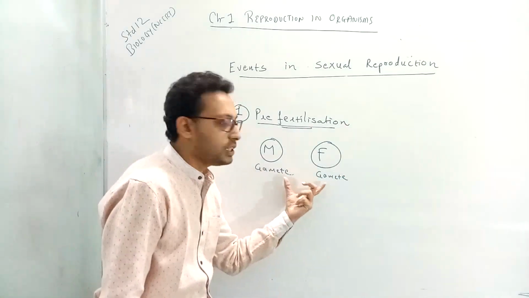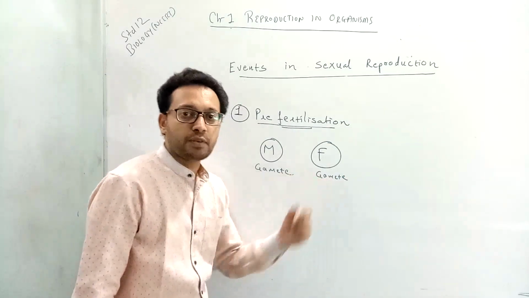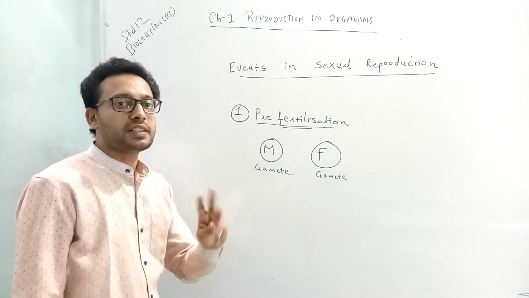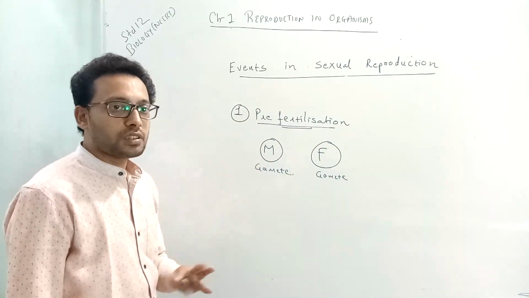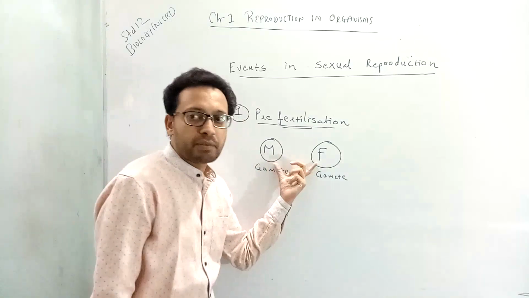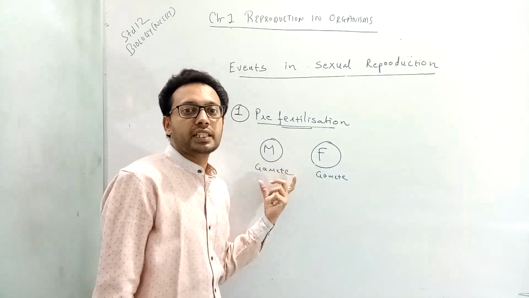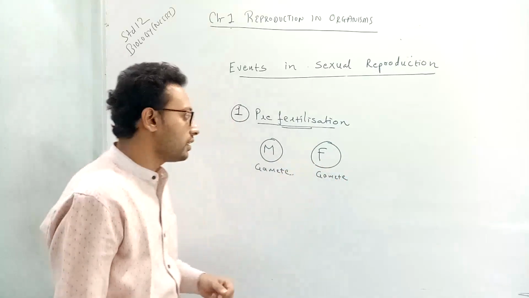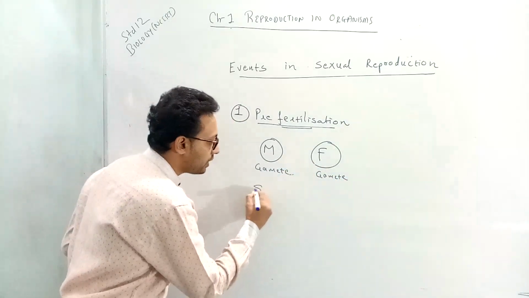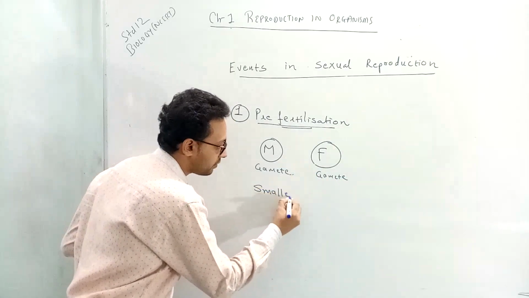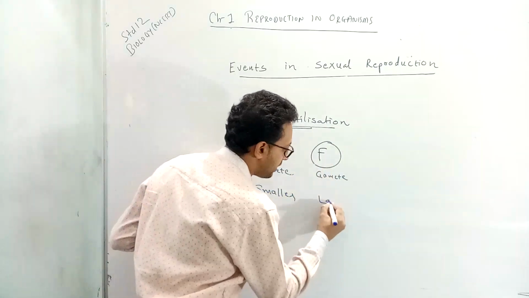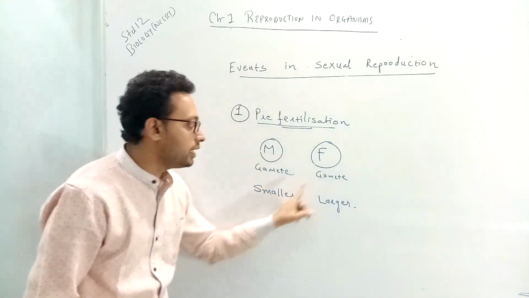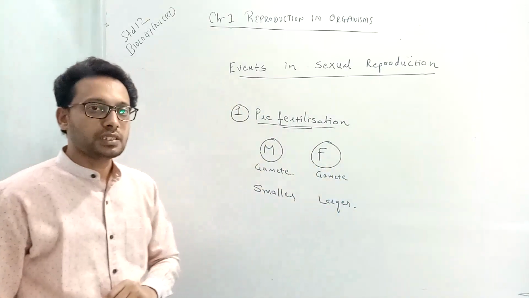If you look at the appearance of the male gamete and the female gamete, they are different. Here I have drawn them the same, but it's not like that. The male and female gametes are different in morphology. Male gametes are usually smaller. The female gametes are larger in size. Male gamete is smaller in size, female gamete is larger in size.